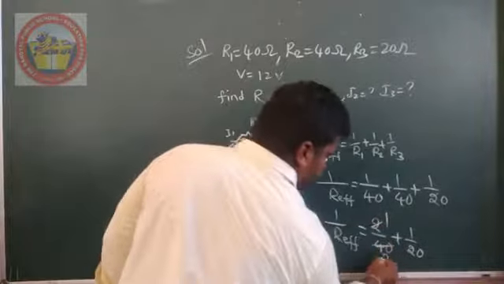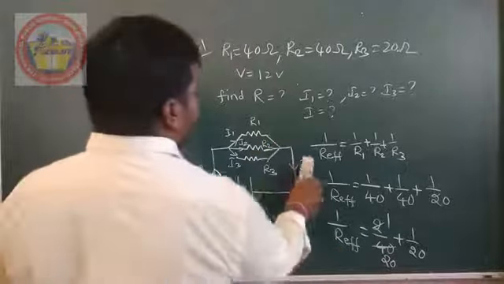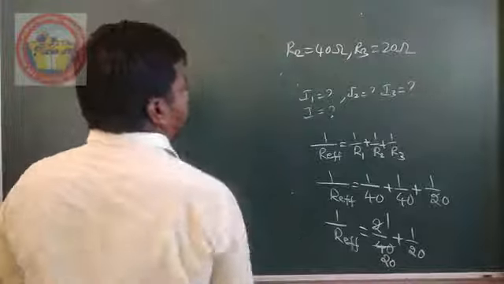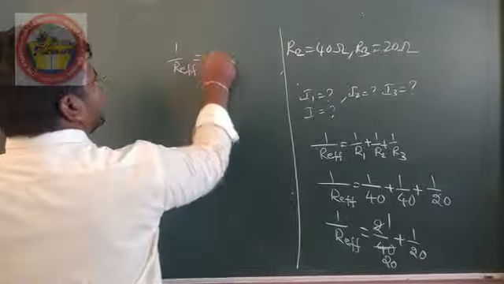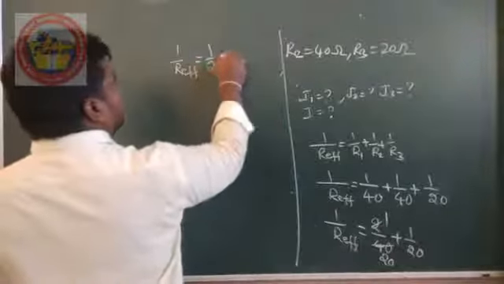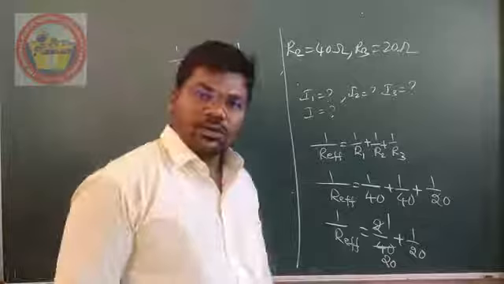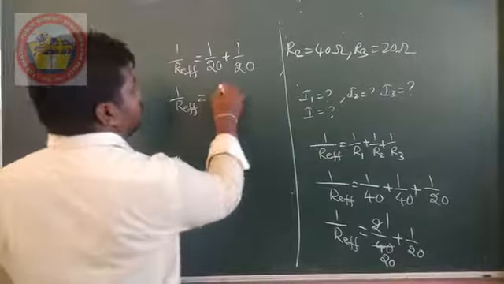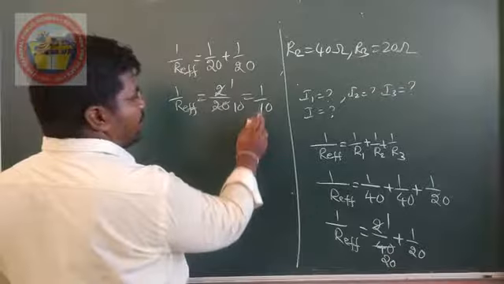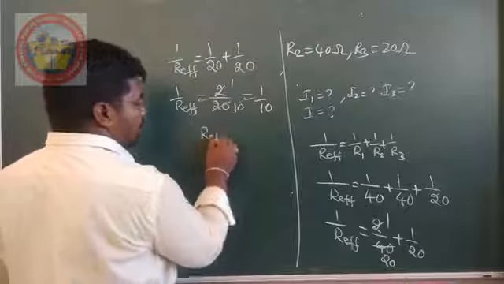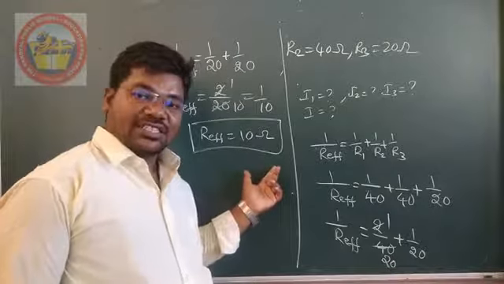2 by 40 plus 1 by 20. Two ones, two twenties, so 1 by 20. So 1 by R effective is equal to 1 by 20 plus 1 by 20. 20 is common, 1 plus 1, so 2 by 20, which is 1 by 10. 1 by R effective is equal to 1 by 10, so R effective is equal to 10 ohms.